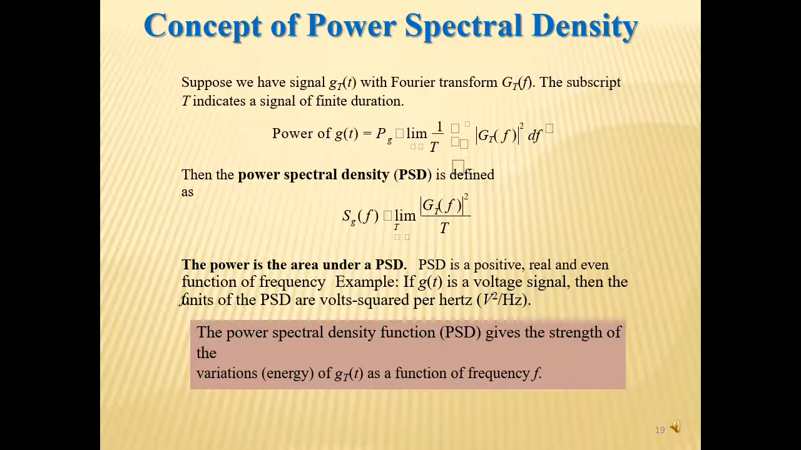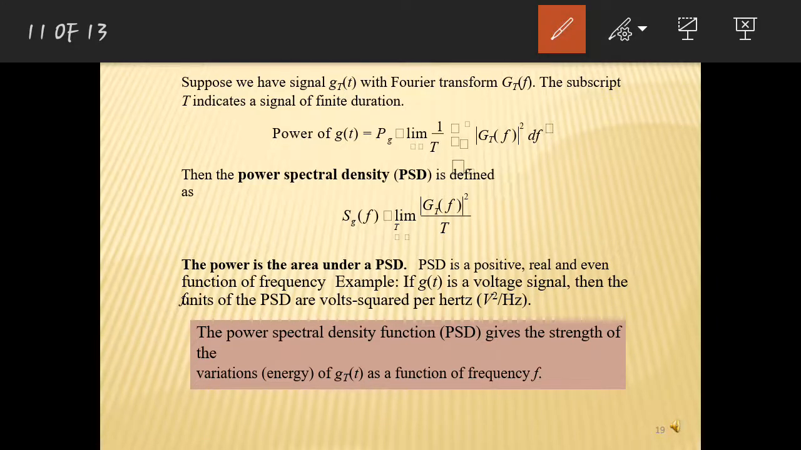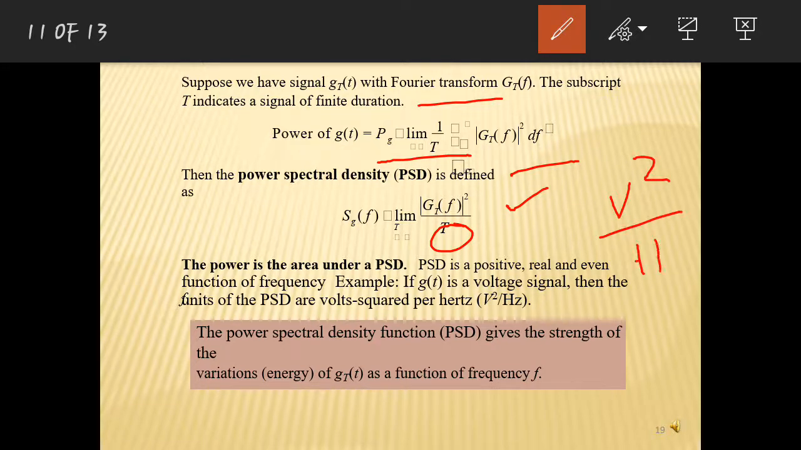So how do we calculate the power spectral density? As we all know, power can be calculated. Now I have converted into a Fourier transform, so I'll get it as G of f. Spectral density is calculated with respect to the Fourier transform of the signal and the average value over the time duration. The unit for power spectral density is volts squared per hertz. The power spectral density gives the variation of the signal strength at each and every point of the frequency.